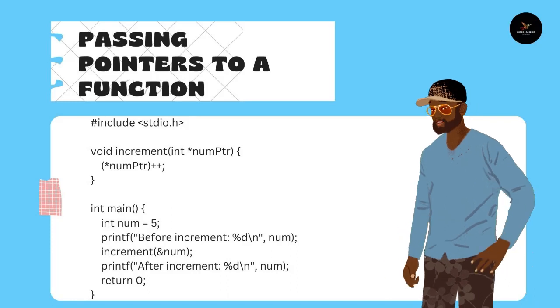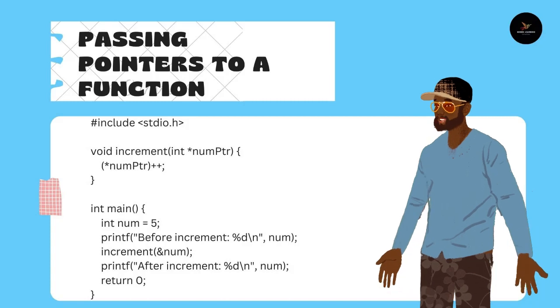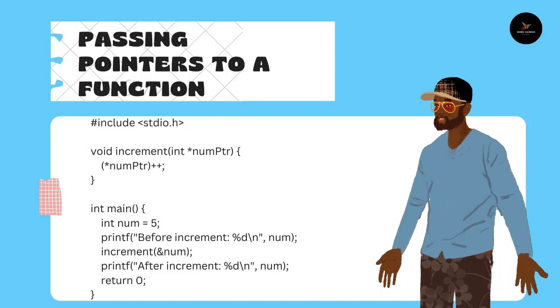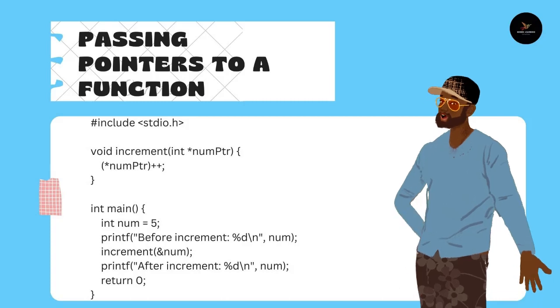So why do we need to pass pointers to functions sometimes instead of variables? The answer is simple. When we want the function to modify the value of a variable that was declared outside of the function. In C, function parameters are passed by value, which means that a copy of the value of the parameter is created inside the function.